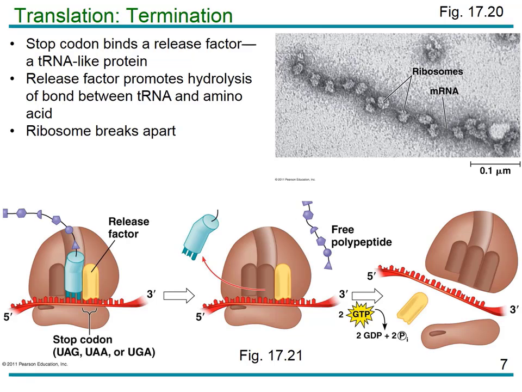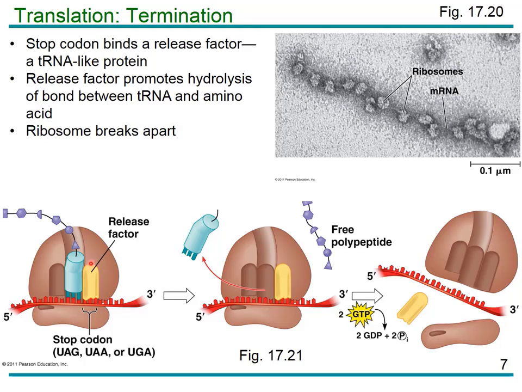This process will continue until the ribosome encounters a stop codon. The stop codon binds a release factor. This release factor is a tRNA-like protein. So it is a protein that has a shape similar to a tRNA, and that shape allows it to bind in the A site of our ribosome.